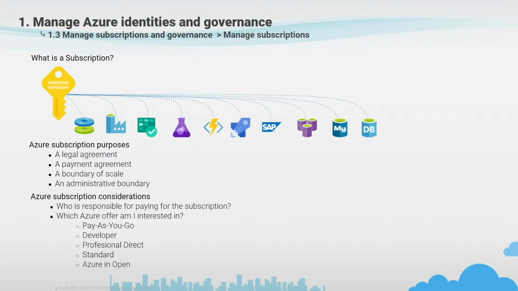The party associated with the email address that you provide when you create a subscription is responsible for paying for all costs that are incurred by the subscription's resources. And offer, you can choose the Azure offer that best meets your needs. For example, if you intend to use a subscription to run non-production workloads, you may choose the pay-as-you-go offer and pay just for what you use. For example, I'm using pay-as-you-go for this demo.